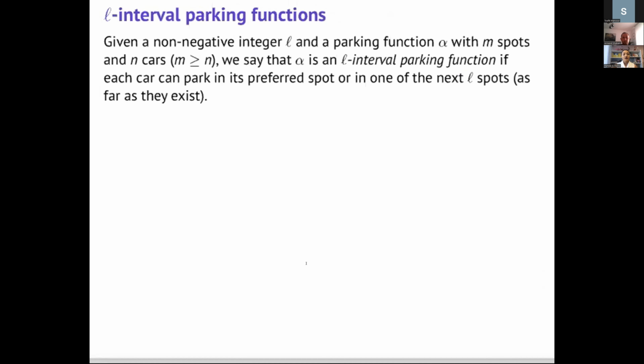So one of the things that my students and I were working on were these unit interval parking functions. So instead of just letting all the cars have varying intervals that they want to park in, we actually just specify an interval of length L. So in this case, we give you a non-negative integer L, and we start with a parking function. In this particular case, we generalize to having m spots and n cars, so there might be more parking spots than cars. And then we'll say that alpha is an interval parking function if each car can park in its preferred spot or in one of the next L spots following.